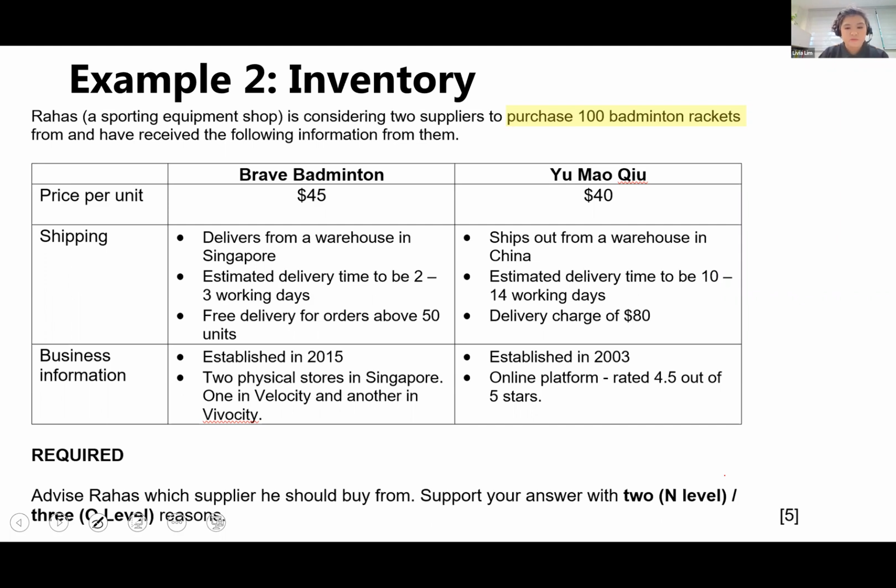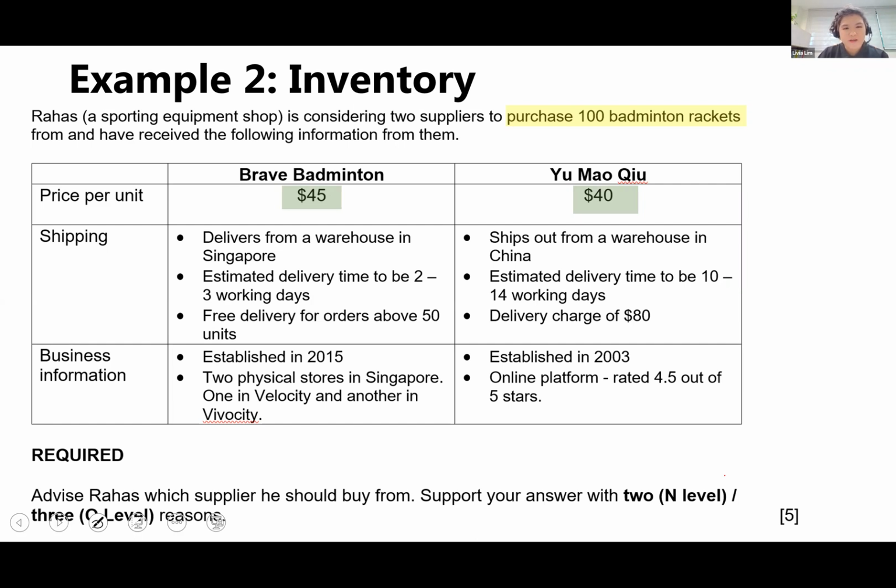So what does the question want you to do? Advise Rahas which supplier you should buy from. Support your answer with 2 if it's N-level or 3 if it's O-level reasons. So what would I do? I would actually want to use the price per unit. For now, I want to use price per unit.